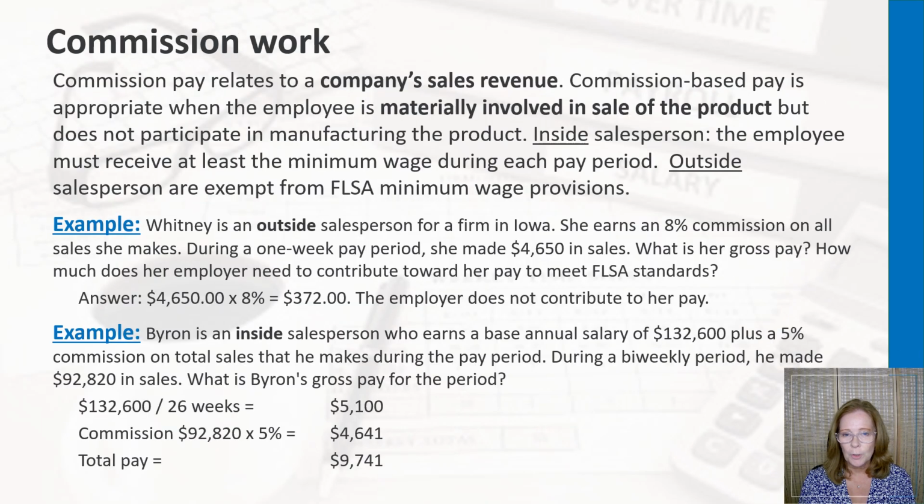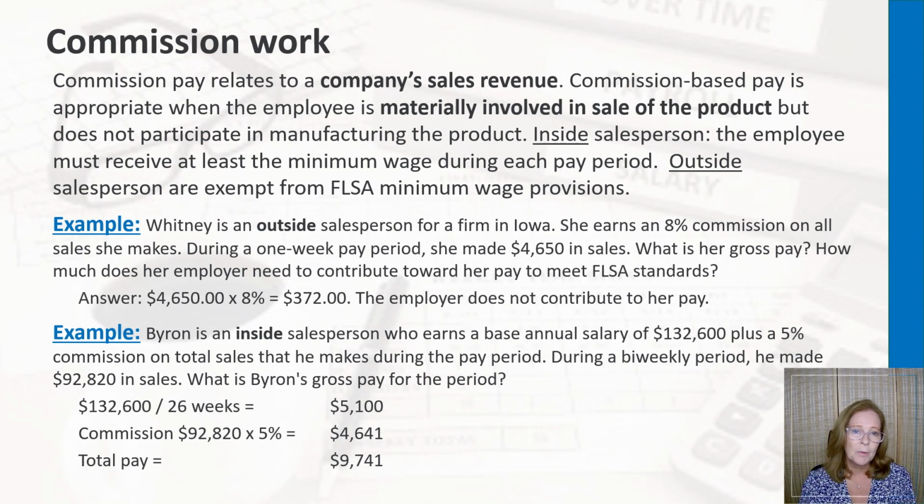Some employees earn commissions, sometimes on top of their regular salary, sometimes that's the only pay they receive. Commission always relates to a company's sales revenue, and commission is based on how much somebody sells. In addition, the employee must be materially involved in the sale of the product, but does not participate in manufacturing the product.